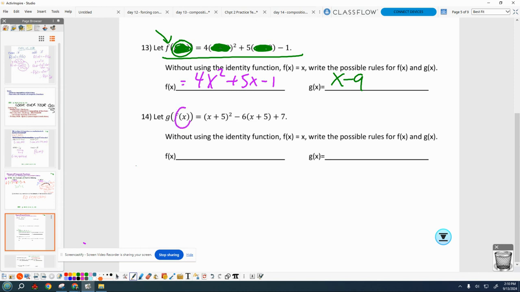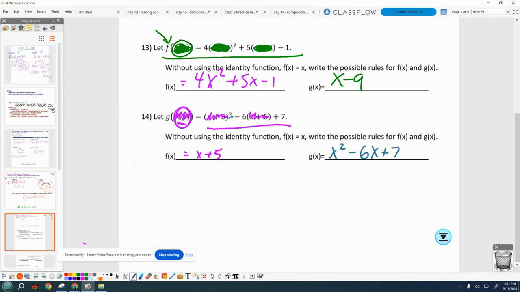Okay, in this one, what do you think that little inside f of x is gonna be? x plus 5? Okay, so if that's x plus 5, I'm gonna pink blob that one. So g of pink blob is gonna be what? x, pink blob squared minus 6 pink blob plus 7. You see that?